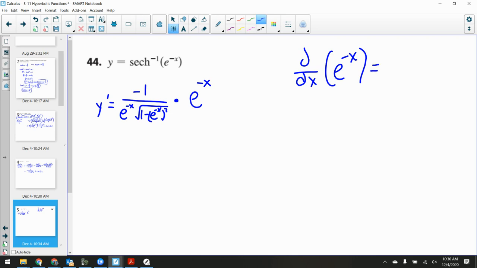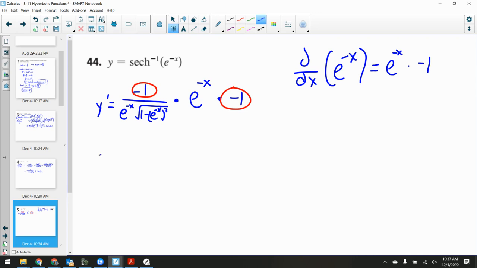negative x, well, that's also a function within a function. So this would be e to the negative x times the derivative of negative x, which is negative 1. It's not just nothing. It's negative 1. So I have to multiply by a negative 1 here, and I'm going to multiply those together. So the two negatives eventually cancel out.